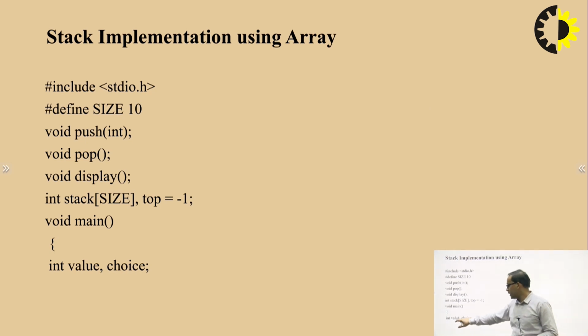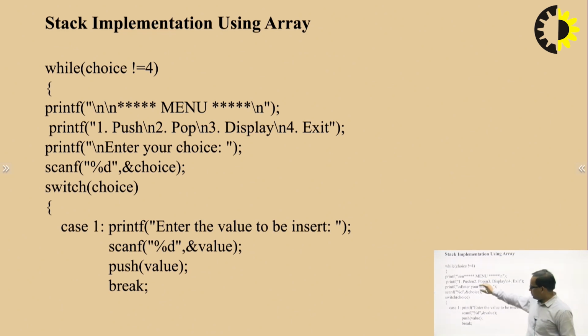So inside the main function we have declared 2 variables. The value variable corresponds to the number to be inserted, and the choice variable corresponds to the choice. We are going to implement this particular program using switch case. When we enter choice 1, then push is performed. When we enter choice 2, then pop is performed. When we enter choice 3, then display is performed. This is the while loop, which runs until the choice is equal to 4.